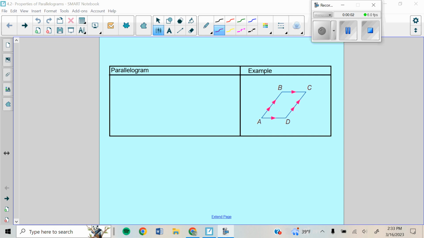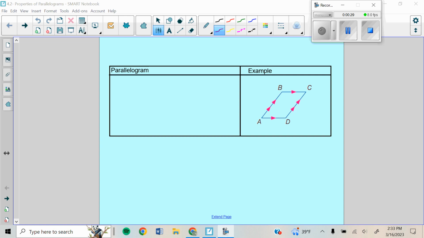Hey, ladies and gentlemen, we are going to talk about properties of parallelograms today. Parallelograms are kind of an umbrella term, and we're going to see some quadrilaterals that satisfy being a parallelogram over the next few days. And then we're going to end up also seeing some quadrilaterals that don't fall into the parallelogram category. But today we're going to learn all about parallelograms and properties for them.